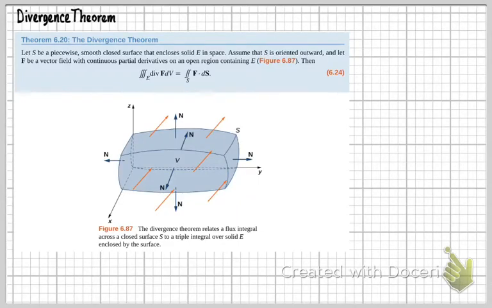Divergence theorem. Let S be a piecewise smooth closed surface that encloses solid E in space. Assume that S is oriented outward and let F be a vector field with continuous partial derivatives on an open region containing E. Then the triple integral over E of div F dV equals the double integral of F dot dS over the surface S.